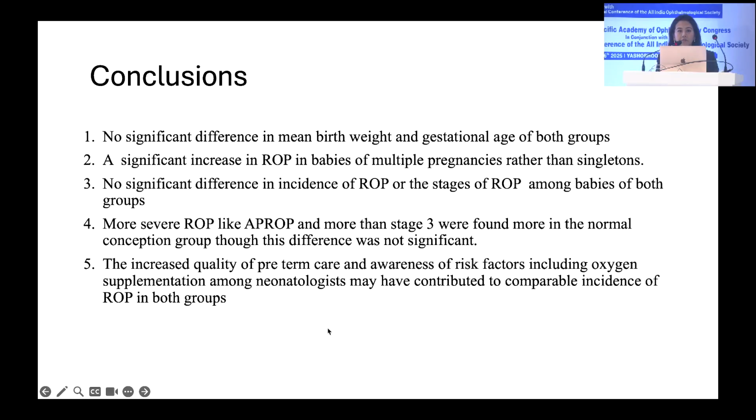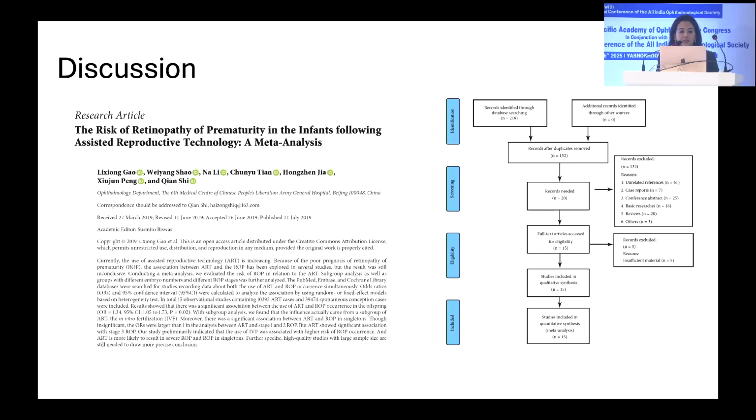This could probably be because of the increased quality of preterm care and awareness of the risk factors, including oxygen supplementation, among the neonatologists, and this could have contributed to the comparable incidence of ROP in our study. There's, however, a meta-analysis done by Gao and group. They looked at about 219 studies and then zeroed in after they removed some of the papers because of references not being intact, or they were just basic research, conference abstracts.